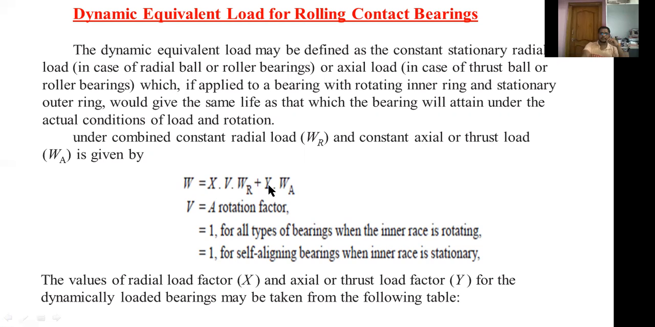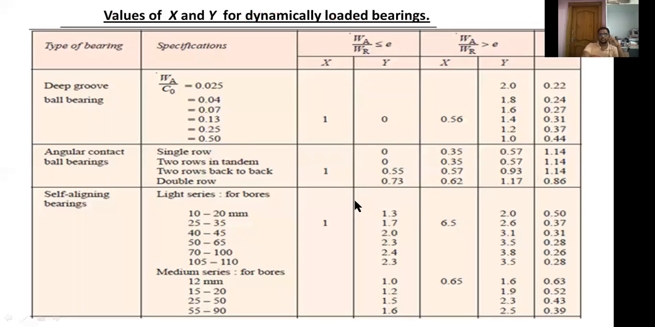Here the values of X and Y are taken from the data handbook. These X and Y values depend upon the type of bearing. X is called the radial load factor, Y is the axial or thrust load factor. These are the data handbook values, and the values of X and Y for dynamically loaded bearings.